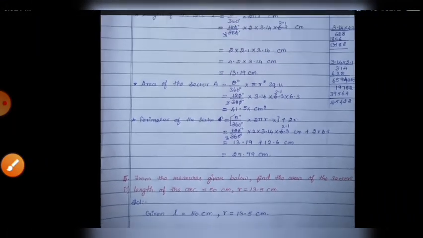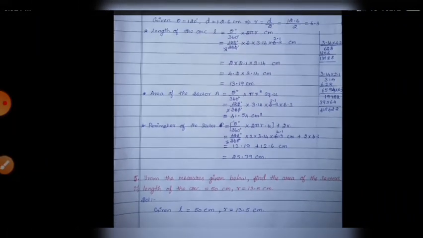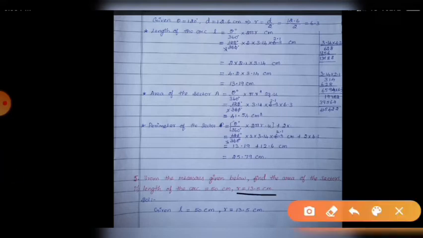Shall we move to next sum? Next sum, fifth sum. From the measures given below, find the area of the sector. Second subdivision, length of arc 50 centimeter. R is equal to 13.5 centimeter. You have to find area of the sector. Given L is equal to 50 centimeter. R is equal to 13.5 centimeter.